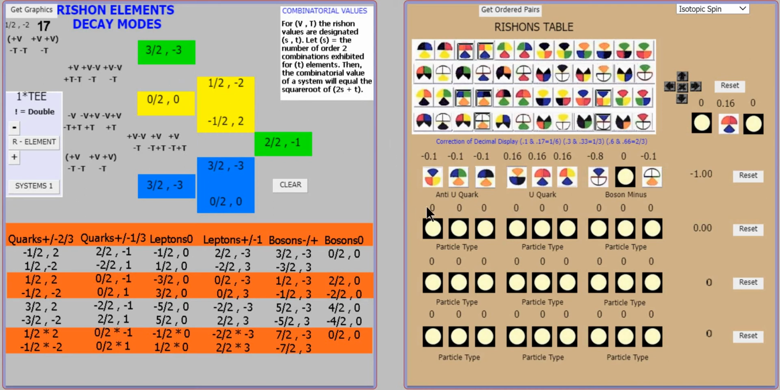We look over here graphically, we have an anti-U and a U quark with the boson minus. And now this U quark right here with the boson minus will form a D quark, as indicated over here also with the ordered pairs and their assemblies.